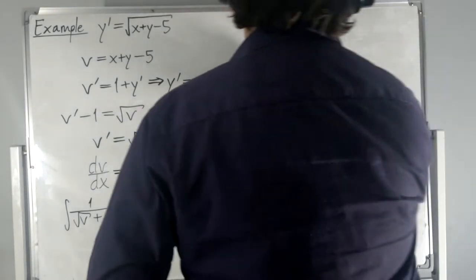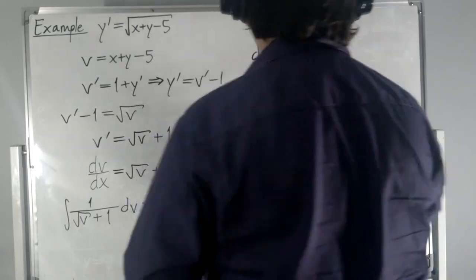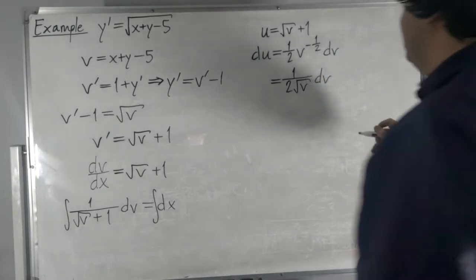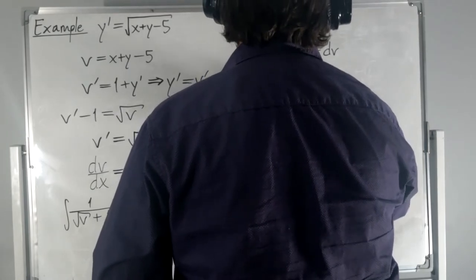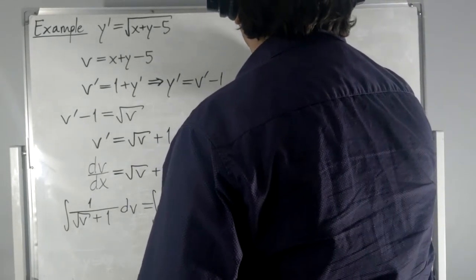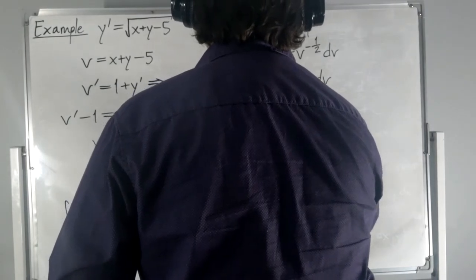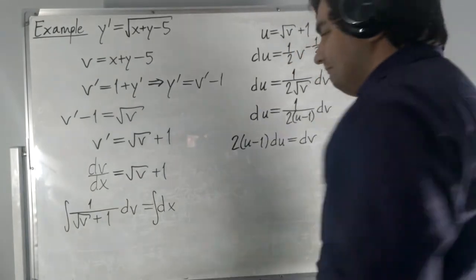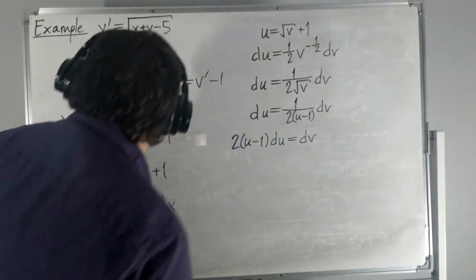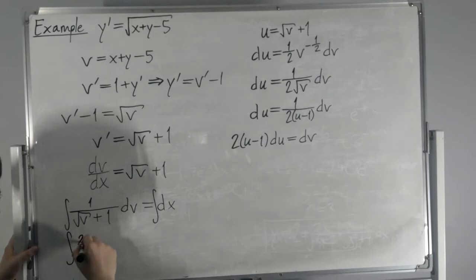Okay, but now V to the negative 1 half, that's just 1 over the square root of V. And then the square root of V, we know that as U minus 1. So 1 over 2 times U minus 1 dV equals dU. And then in that case, 2 times U minus 1 dU equals dV. So all in all, we have here the integral. Okay, the dV is 2 U minus 1 dU.